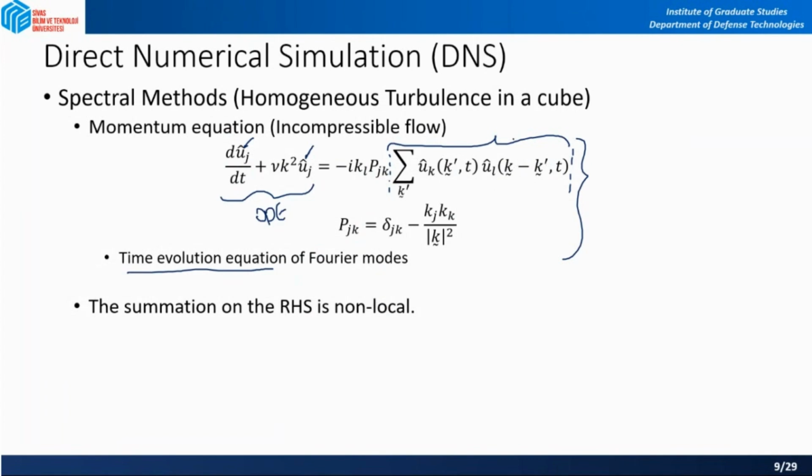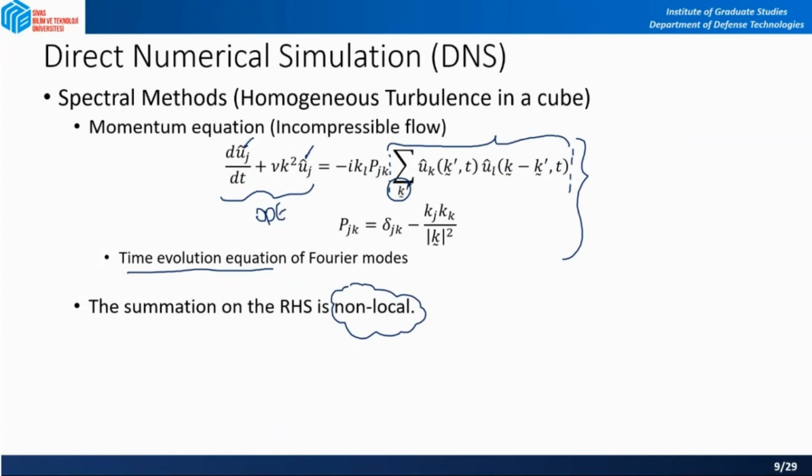First of all, it has to be summed over all wave numbers that are relevant in your domain, because you see this is a summation over all wave numbers. So it has to cover the largest eddies to the smallest eddies. The second thing is that the summation term is what we call a non-local term, which I wrote here. So what is non-local? What is local? This is where the difficulty lies.